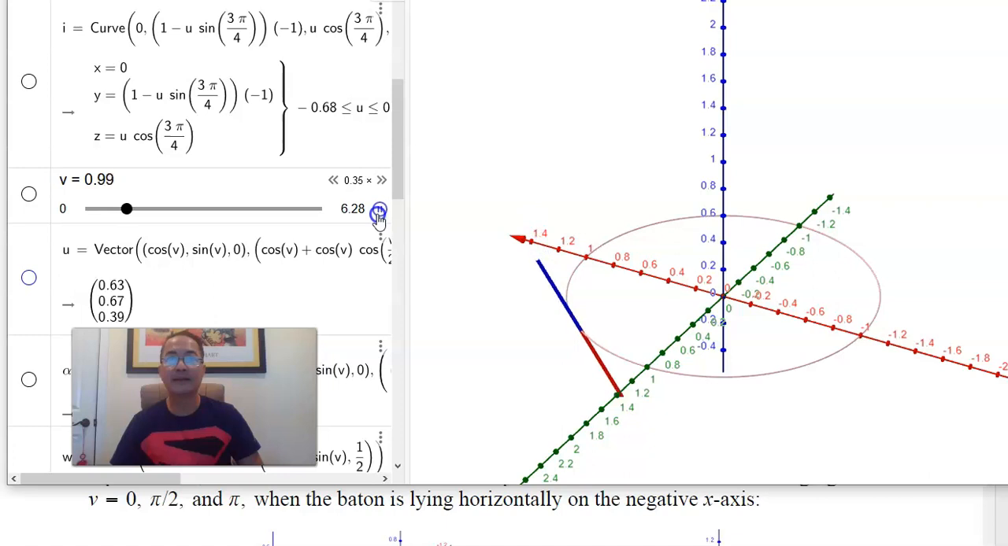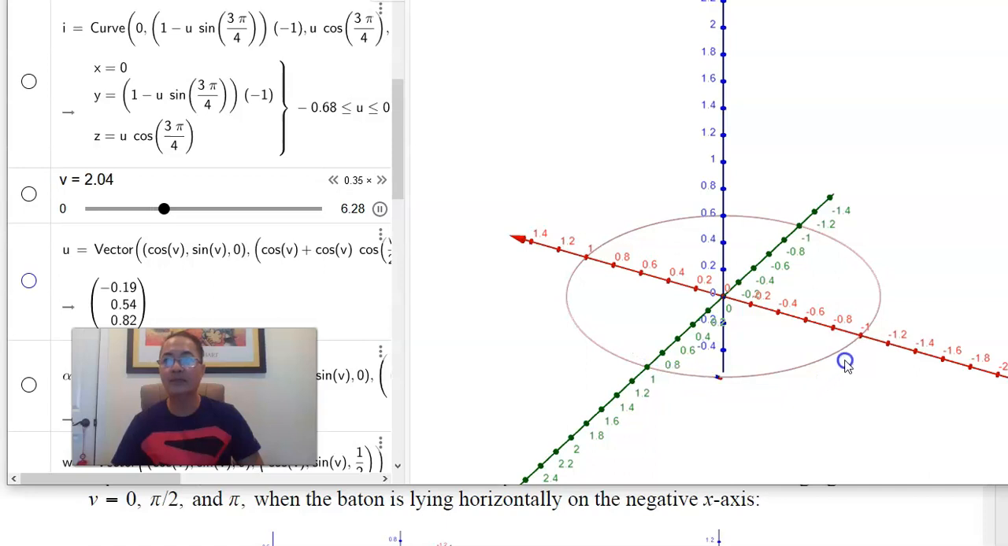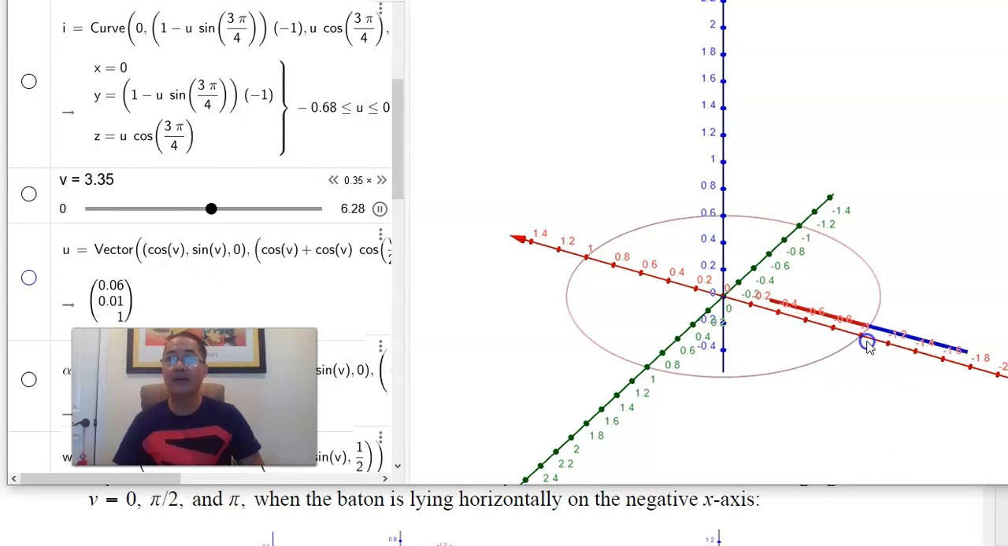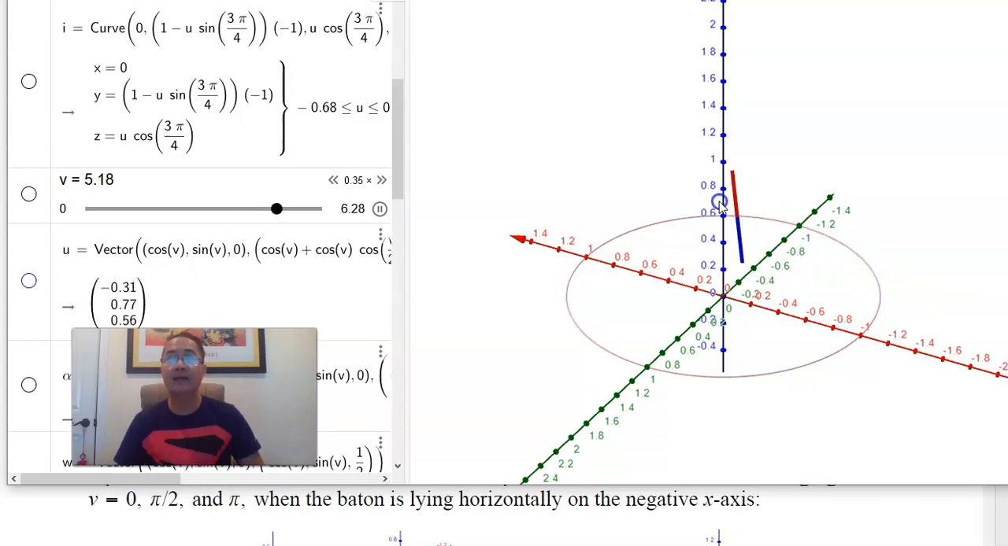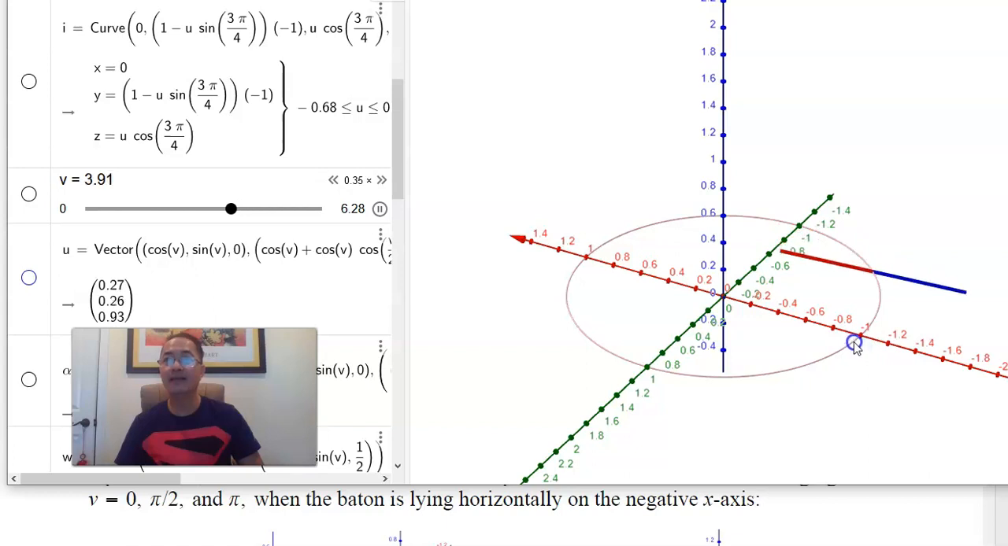Turning, turning, turning. And as we reach pi, which is over here, notice that the center stays on the circle. It's now lying on the negative x-axis. And then it's turning again. It keeps on turning. And look at now how the red bottom half is pointing up. It's going to go backwards. Reverse the video, and it's going to be lying down again on the negative x-axis.